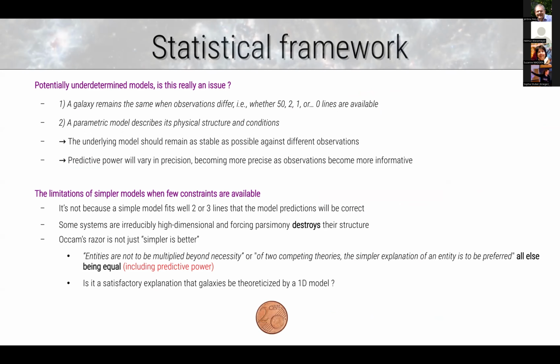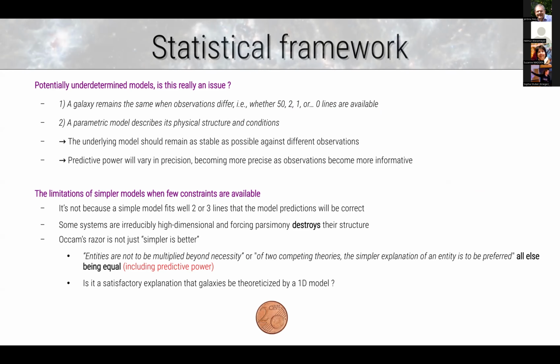We use 2 premises. First, a galaxy remains the same when the observations differ. That means when you have 50 lines, 2, 1, or even 0 lines available, the galaxy is the same. And then the parametric model that you use to describe a galaxy describes its physical structure and conditions. So the conclusion is that the underlying model that we want to use should remain as stable as possible against the different observations. And it means only the predictive power will vary in precision, becoming more and more precise as observations become more and more informative.